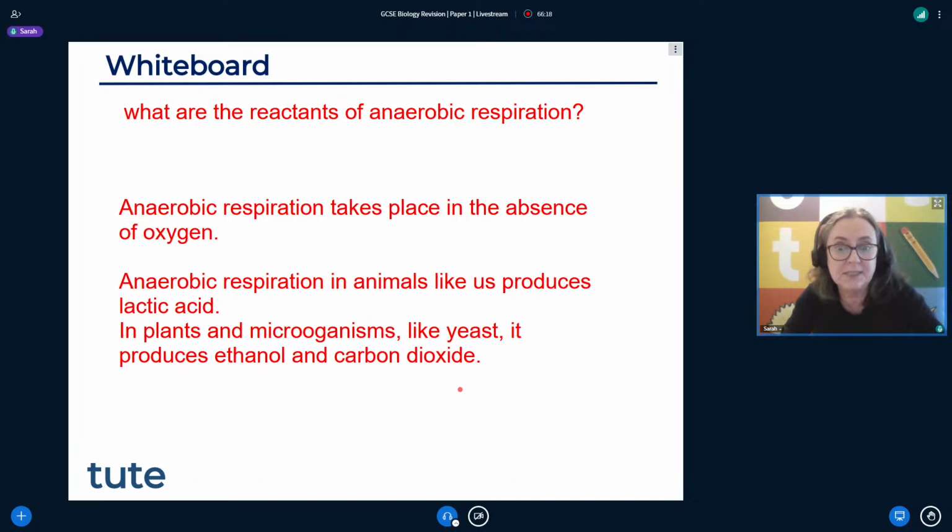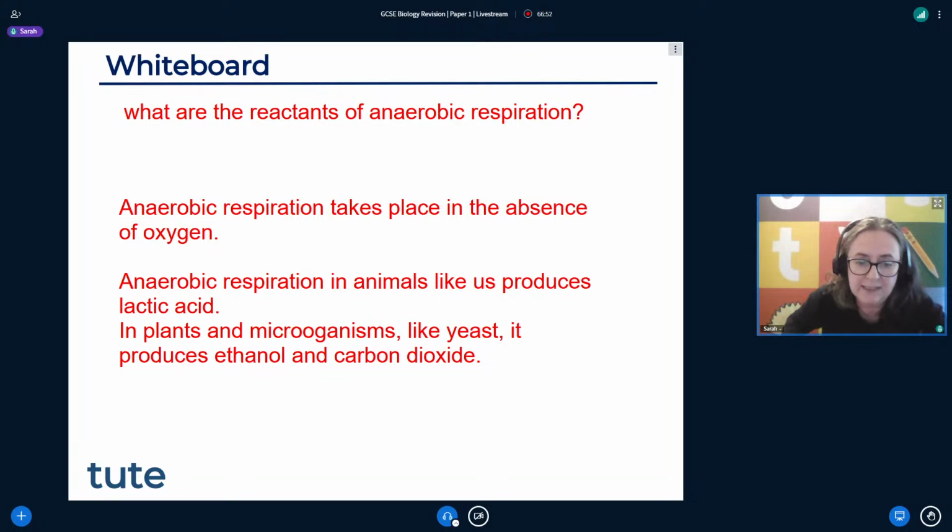And we actually use this to our advantage. Yeast is used for a process called fermentation, which is how we make things like alcohol, like beer and wine. And yeast is used in bread because it produces carbon dioxide that allows the bread to rise. So I hope that answers your question about anaerobic respiration. The reactant is just plain old glucose because there's no oxygen, but the products depend on whether you're an animal or a plant or microorganism. So just be aware of those different products.